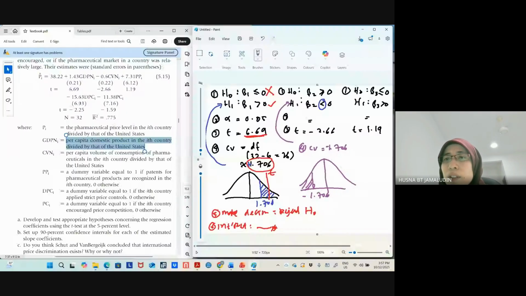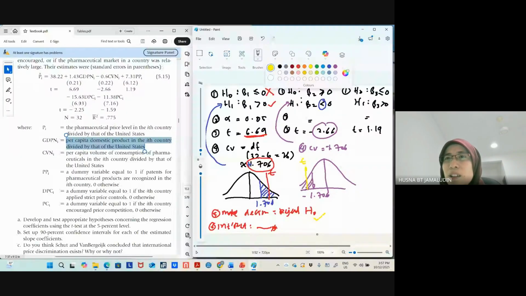So you have to refer to the T value. It is negative 2.66, so negative 2.66 will give you somewhere here. This is your T. So the result will also be the same: reject the null. So how about the next one?